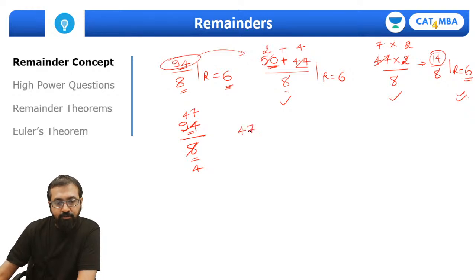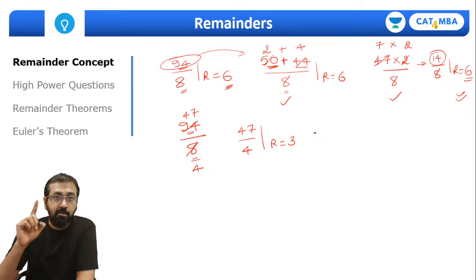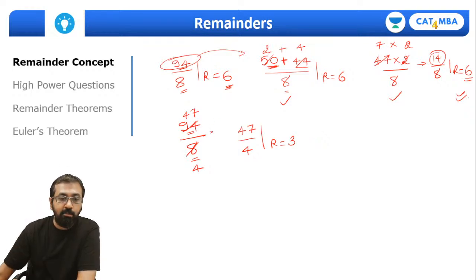Now what if I divide 47 by 4? I should get the same remainder, isn't that so? But I am getting 3 as the remainder. So why is it so? Guys, please remember, in a remainder question, when you eliminate a common factor from the number and the divisor, to get the final remainder you will have to multiply the remainder again by the common factor. So ultimately our remainder has to be 6. You can't say okay, the common factor of 94 and 8 is 2, we eliminated that, so the remainder is 3. No, this is incorrect. The remainder has to be 3 into 2, that is 6.